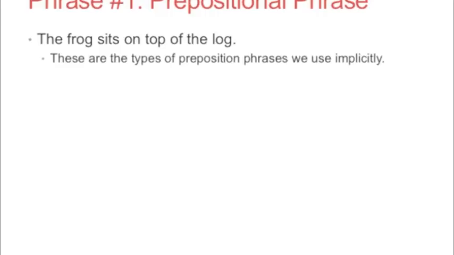We speak with prepositional phrases every day. Just conversational English, we use these. It's implicit knowledge. We don't know what to call them, but as soon as you see them and I give them a vocabulary word like prepositional phrase, you're like, oh, okay, that's what I'm doing.